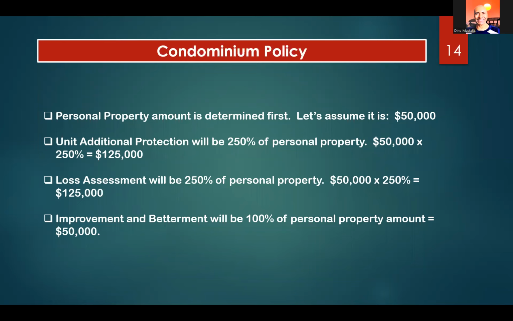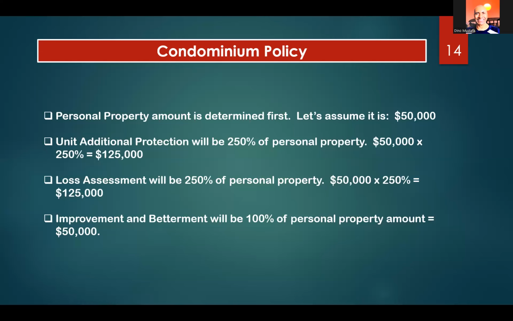So if you want to know how the condo corporation coverage works, and how they determine the amount, you start with the personal property, okay? The customer in this example, which you're looking at here, has 50,000, okay? All right. And then unit additional protection at 250%. So in this example, it's 125,000, okay? That's the maximum the insurance company will pick up. The loss assessment is also 250% of the personal property, which again is 125,000.